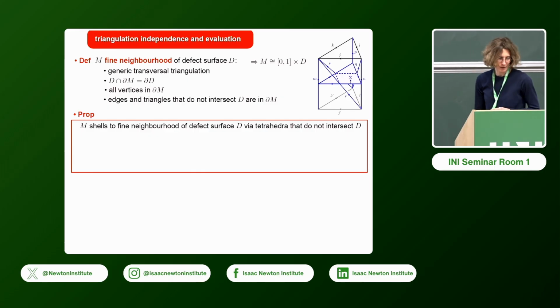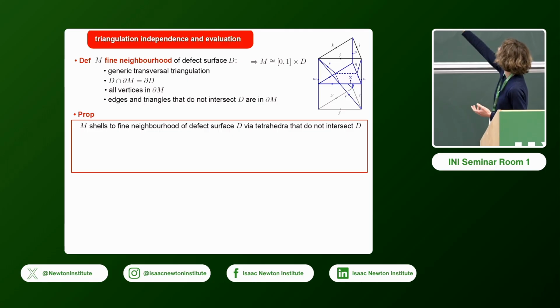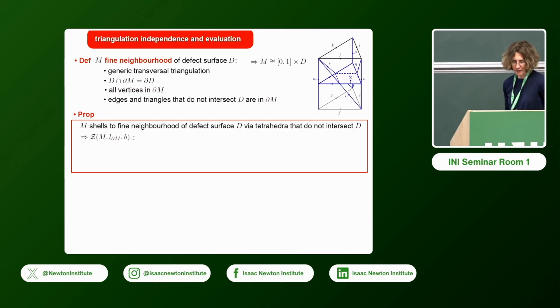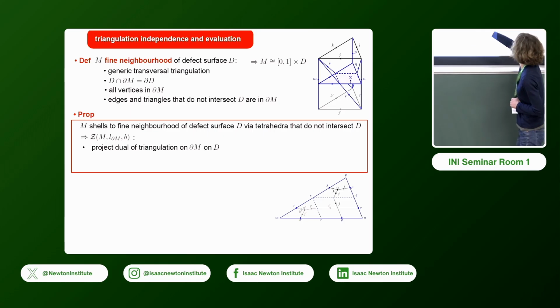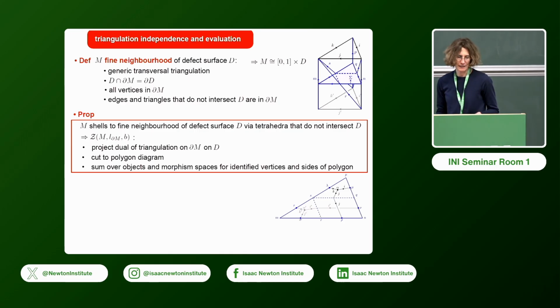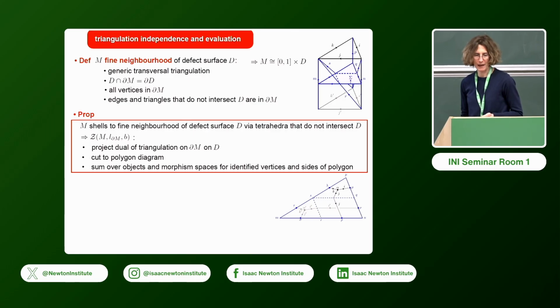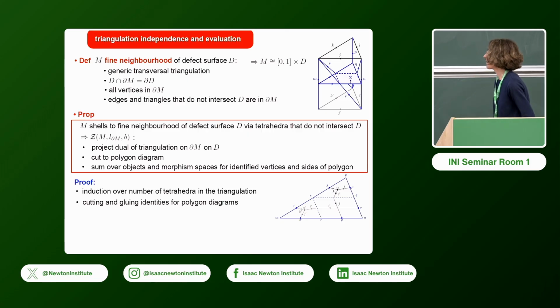And one can show that if a 3-manifold shells to a fine neighborhood of the defect surface via tetrahedra that do not intersect the defect surface, so this means essentially I can make it into such a neighborhood by adding or removing tetrahedra that do not intersect the defect surface, then the state sum is given by projecting the dual of the triangulation to the defect surface. Like in the picture above, this would give me this. Cutting the defect surface to a polygon diagram, and then evaluating this polygon diagram and summing over the objects and morphism spaces for the vertices and sides of the polygon that are supposed to be glued. And this can be shown in a fairly simple way by induction over the number of tetrahedra in the triangulation and the possible way of gluing them, and by the cutting and gluing identities for the polygon diagram.